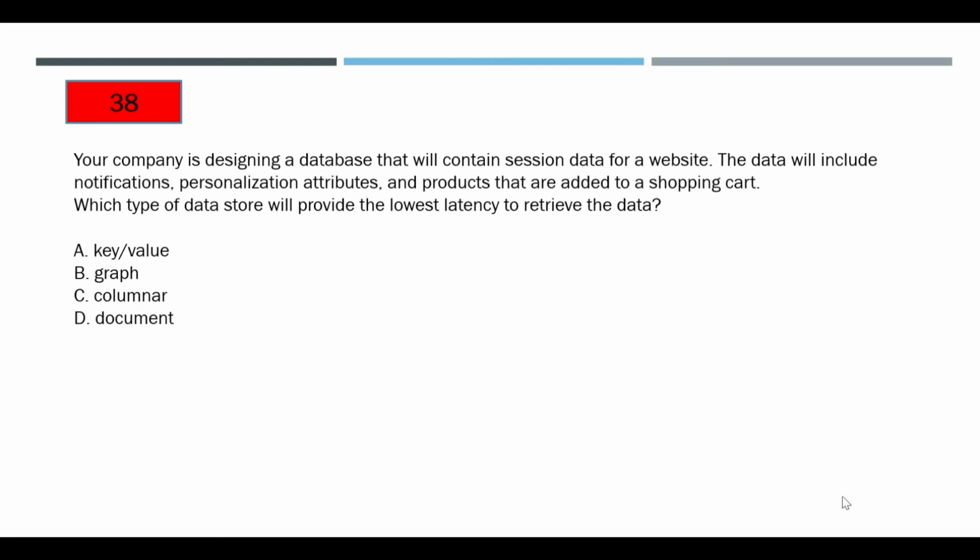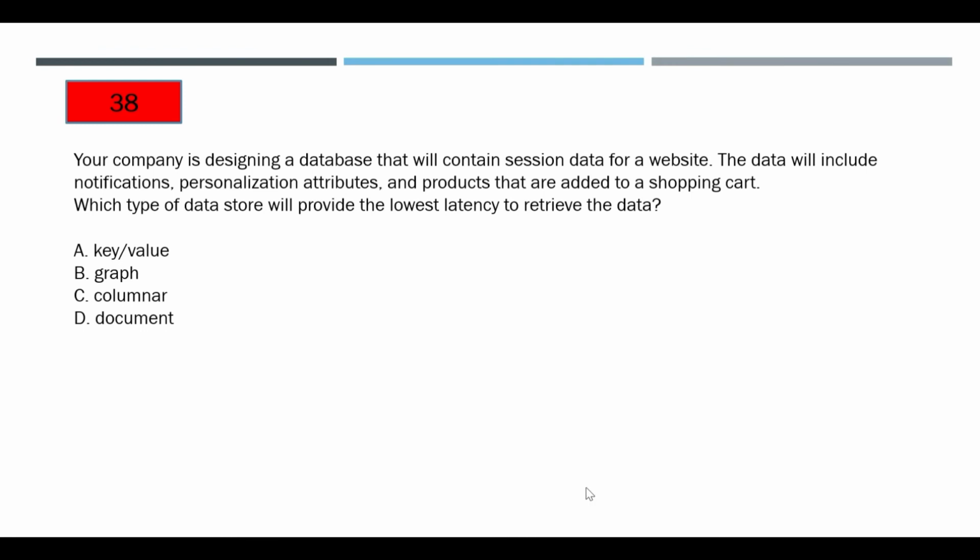Now the requirement is to hold the session data for a website, and these are the attributes of those data sets that need to be added to the shopping cart. So the ask is, which data store will provide the lowest latency? Let's decode the options. Option B, graph database will not work here.